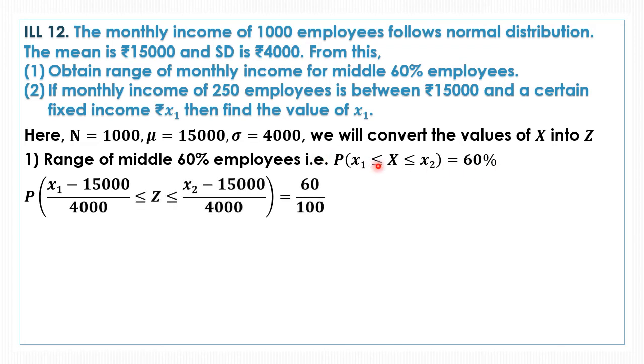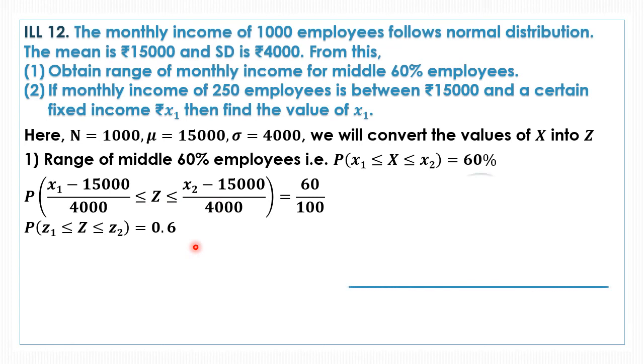So when I convert my x variable into z variable, I will subtract mu and divide sigma in both the x1 and x2, and I will be converting this 60% into regular values, probability, so 60 upon 100. Now this x1 minus 15,000 upon 4,000 will be z1, x2 minus 15,000 upon 4,000 will be z2. So probability of z1 less than equal to z less than equal to z2 is 0.6.